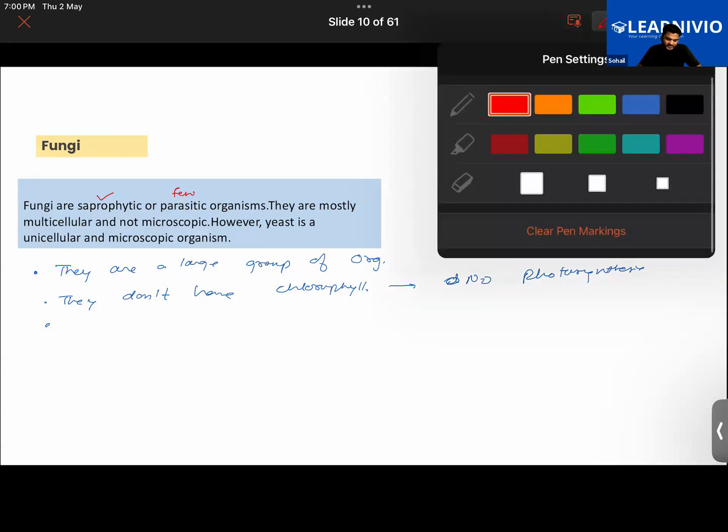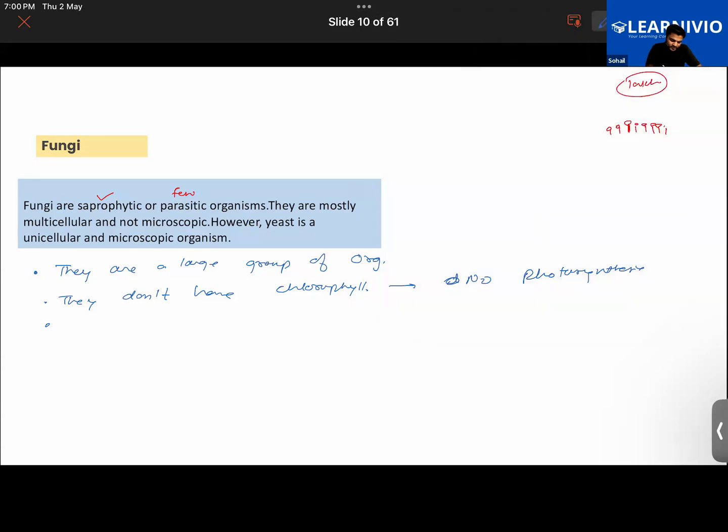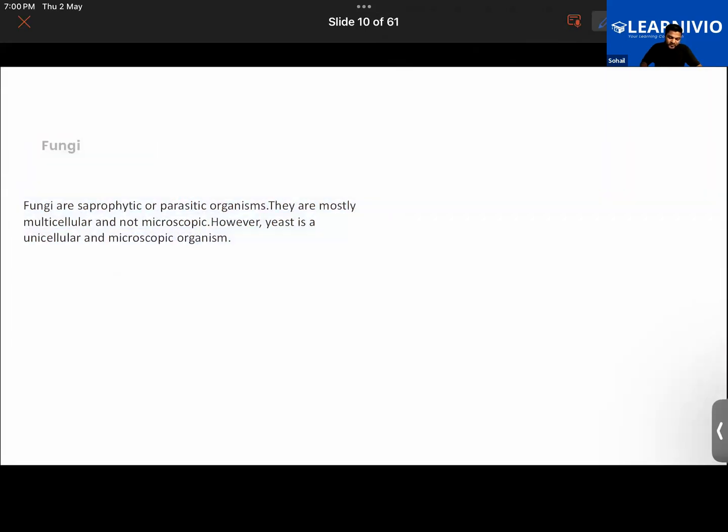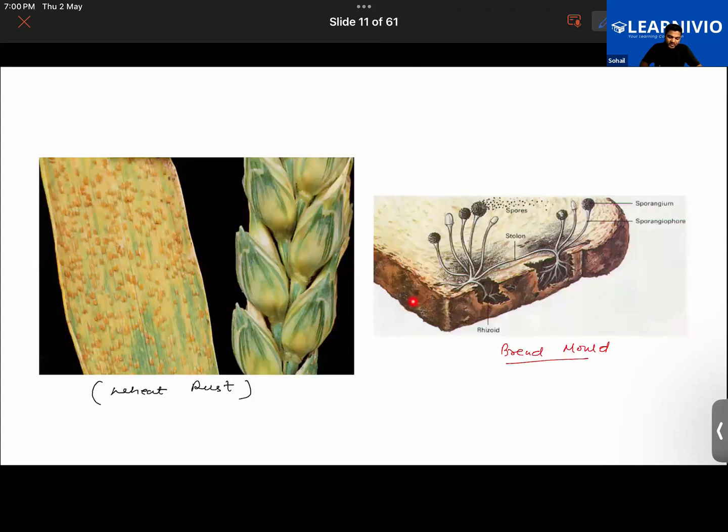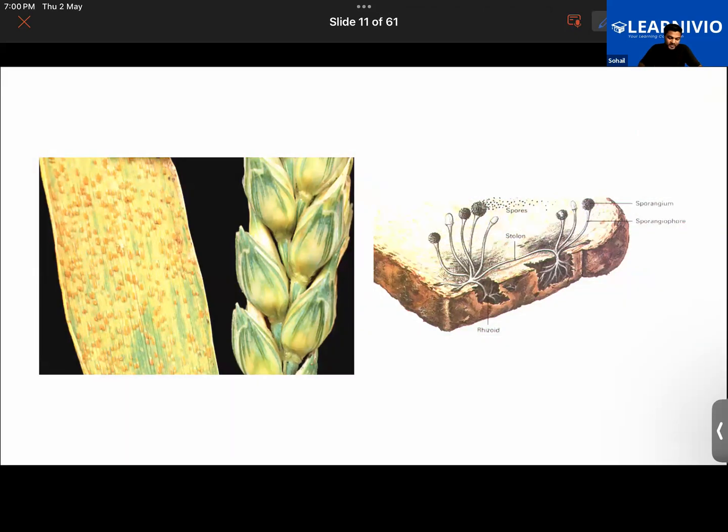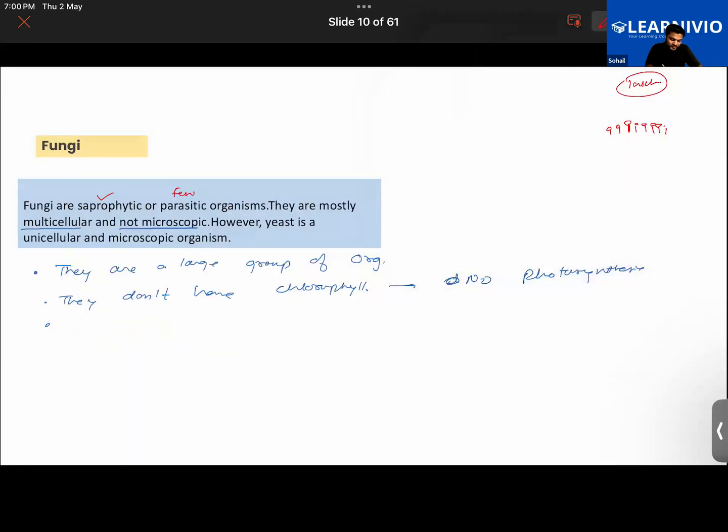Now, as we discussed earlier, most of them are multicellular and they are not microscopic. They are visible, like in this image, you can see them, or you have the mushroom, the most common example of a multicellular fungus. But you have an example that is unicellular and can be seen with the help of a microscope. The name is yeast.